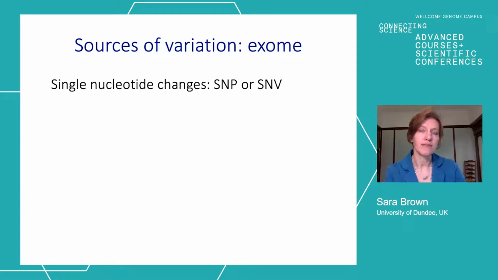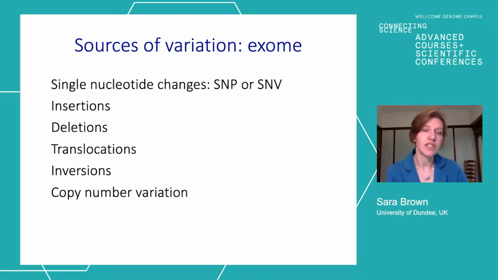So coming back to sources of variation within the exome or the protein coding part of the genome. Here, single nucleotide changes are the most numerous, and we call these single nucleotide polymorphisms or single nucleotide variants. Those terms can be used interchangeably. In addition to single nucleotide changes, we can have larger insertions or deletions where DNA is added or removed. We can have translocations where a chunk of DNA can be moved to a different part of the genome and therefore have different effects. We can have inversions where the DNA code is kind of flipped over or reversed.